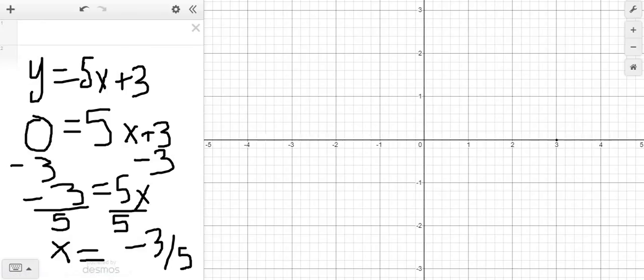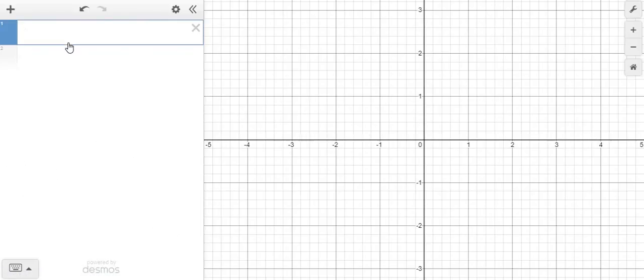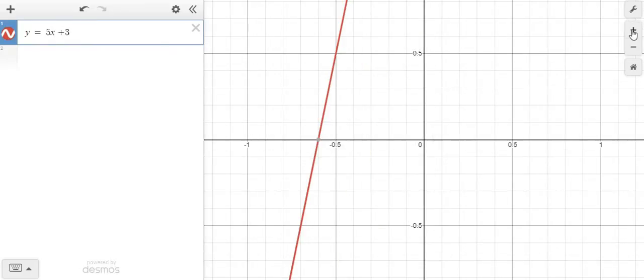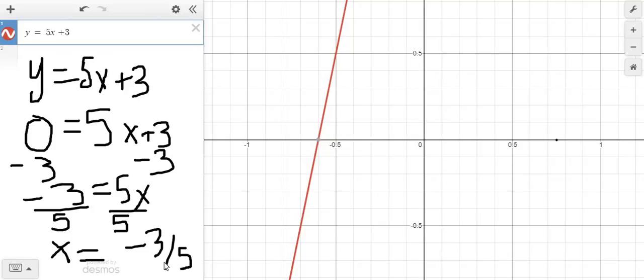Okay, so now let's type in the equation to see how that is, and I'm just going to clear all of this. Okay, now let's type in the equation as y equals 5x plus 3. And as you can see, I'm going to zoom in a bit more, and it's about what did we get here? Negative 3 over 5. And yeah, so that is how you find the x and y-intercept and what it is.